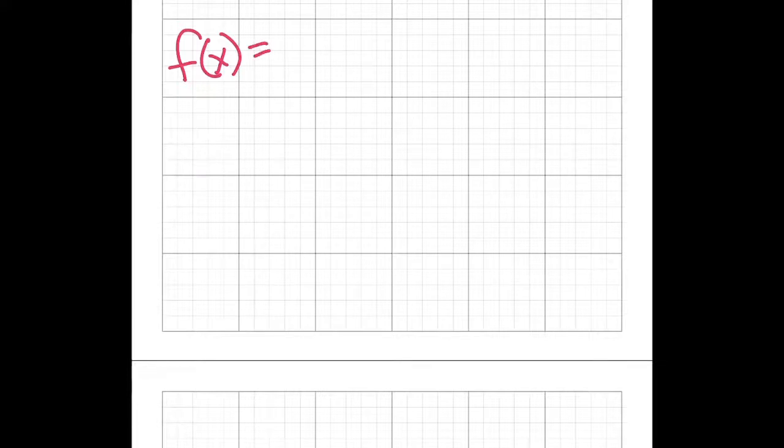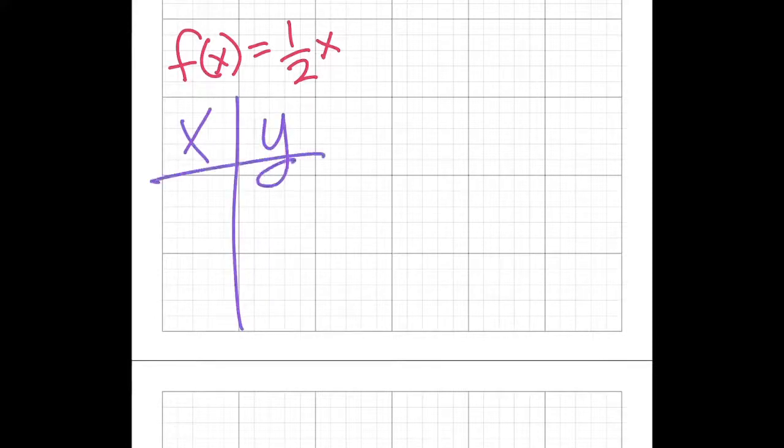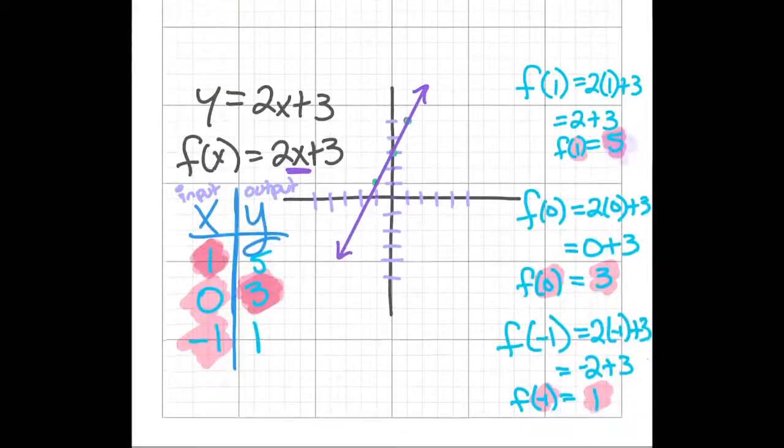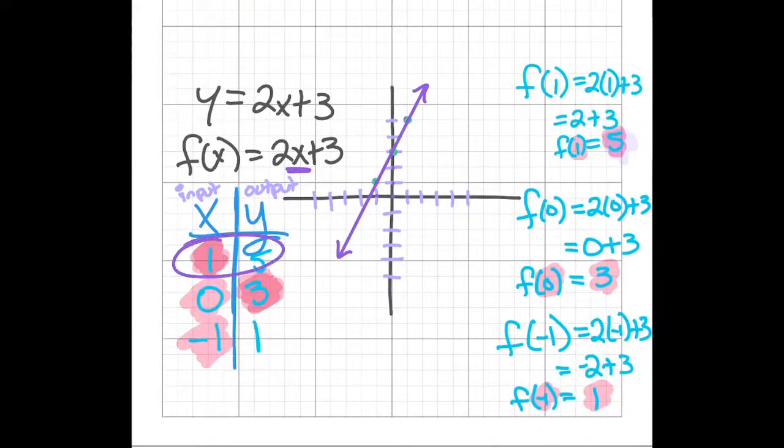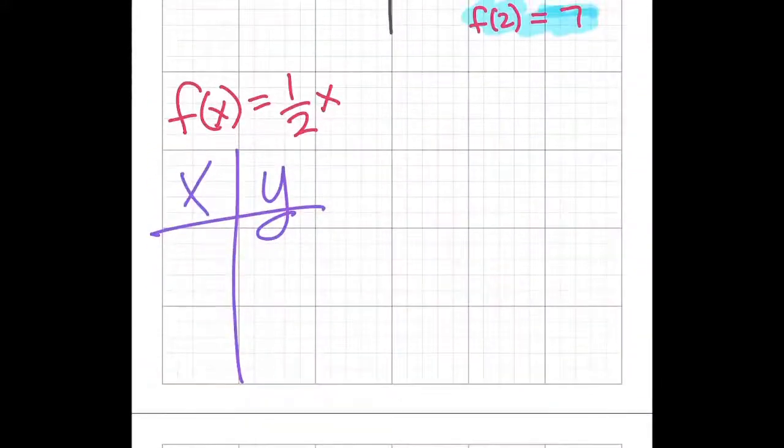Let's do f of x equals 1/2 x. Okay? So that means whatever points we do here, we're going to be cutting in half. All right? Now, remember I told you that to do something simple for graphing is to take one positive number, a 0, and a negative number. Remember we did that up here? We did a positive 1, we did a 0, and then we did -1 for x. So let's do the same thing here.